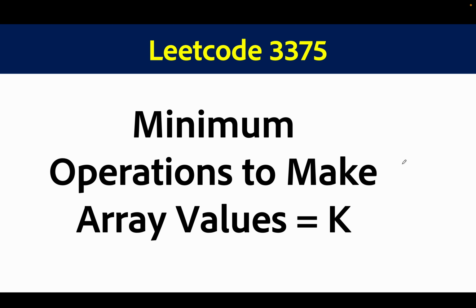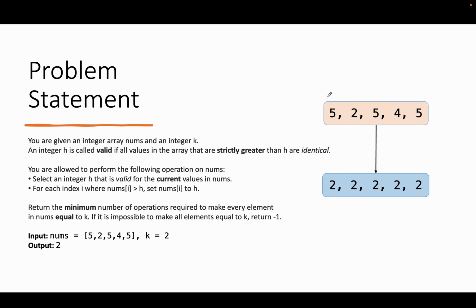Hello everyone. In today's problem, we have to find the minimum number of operations to make array values equal to k. So let's see the problem. We are given an array of numbers and we are also given a k value. In this case, k is equal to 2. Then we have to return the minimum number of operations so that we can convert all the elements equal to 2 or k. If that operation is not possible, then we will return -1.